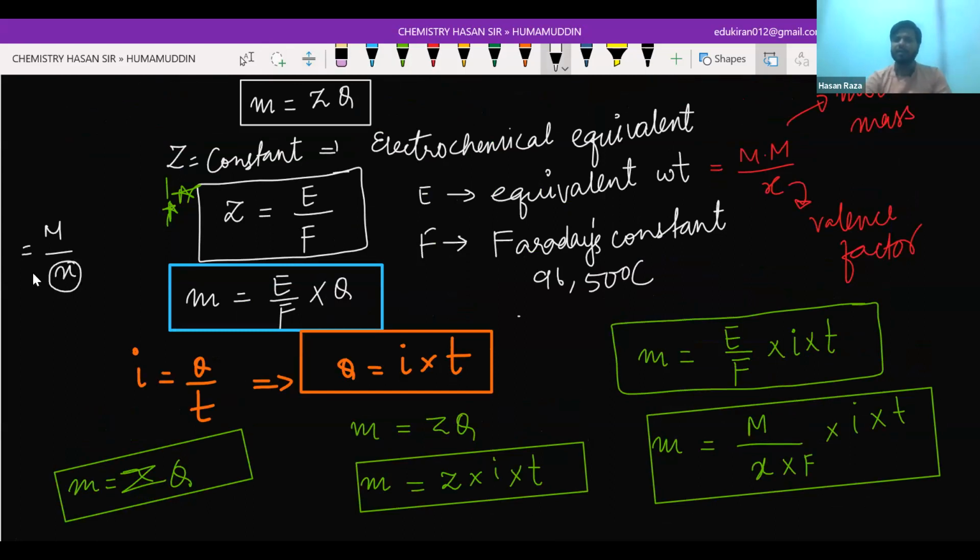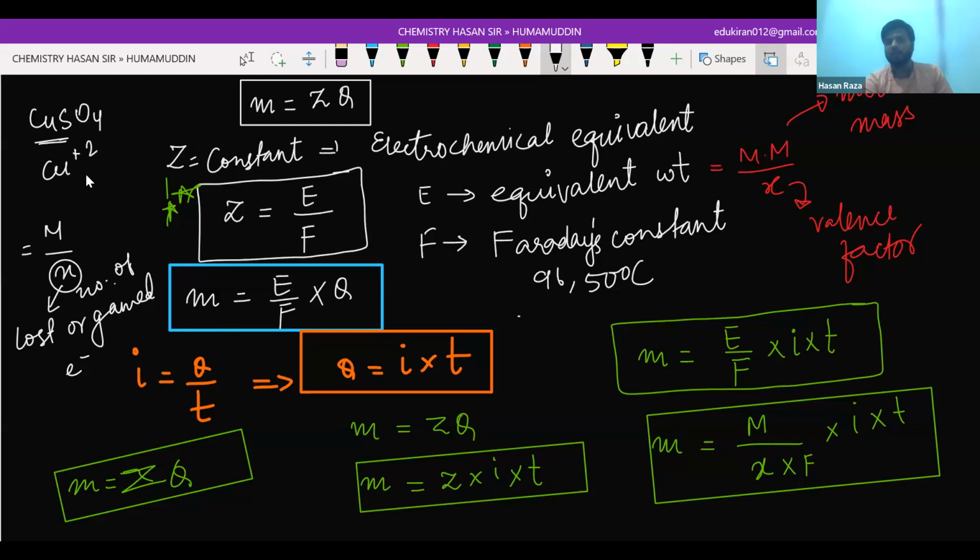How are you going to calculate X? X will basically be the number of lost or gained electrons. As you have seen, if you have an electrolyte like, let's say, CuSO4, you know that Cu+2 is converted into Cu. So how many electrons did it gain? 2.